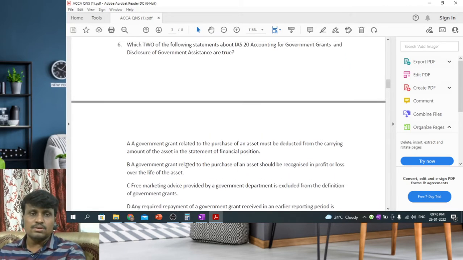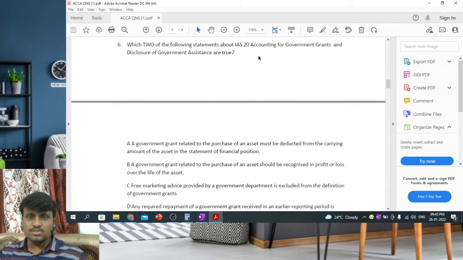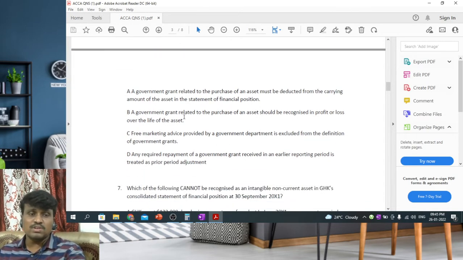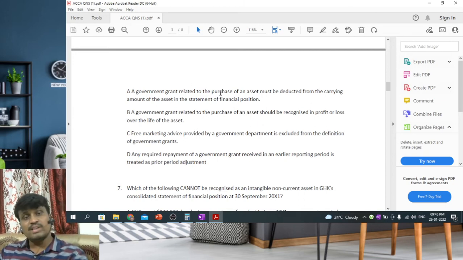Which two of the following statements about IAS 20, accounting for government grants, are true relating to government grants? We have four options and two are correct, so we need to specify the two. Option A says it must be deducted from the carrying amount. Here it is stated "must be", but actually in case of a grant received for a capital asset there are two options. We may deduct it from the carrying amount of that asset or we may show it as deferred income, right? So A is wrong.